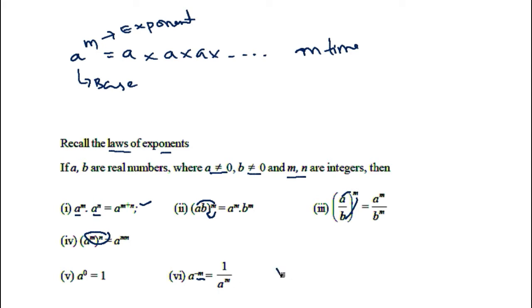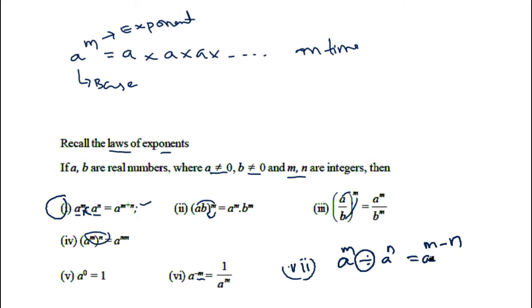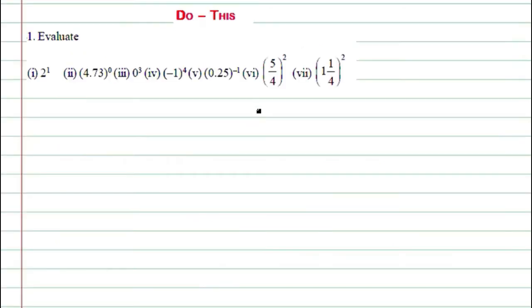Next, one more formula is there. That is a power m divided by a power n, which is equal to a to the power of m minus n. So look here, in the first one it is a multiplication, so we added the powers if the bases are equal. In the last formula we are dividing, so if bases are equal, then we need to subtract the powers.